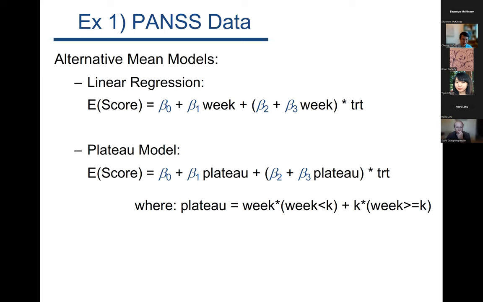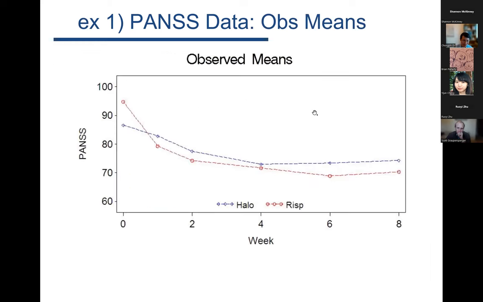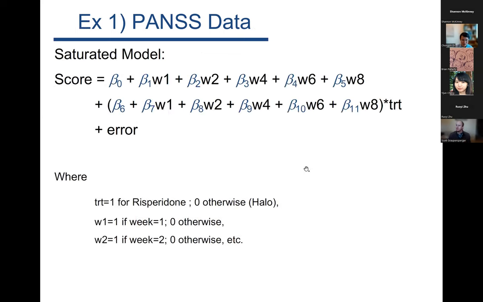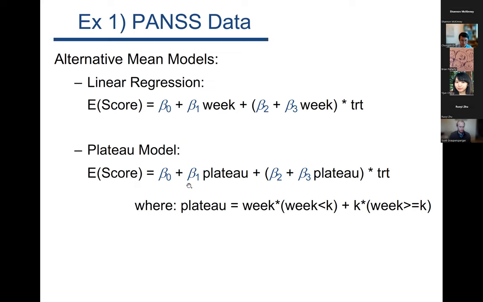Now you can also consider something in the middle, some alternative relationship, let's say a plateau model. For example, you look at the data and make the observation that there are meaningful declines before week 4, and then after week 4, it seems relatively flat, right? So you would specify a plateau model where the variable is exactly the same as week if it's less than week 4, and if it's larger than week 4, I just make this variable equal to week 4. In that case, it's saying that there are no changes after week 4.